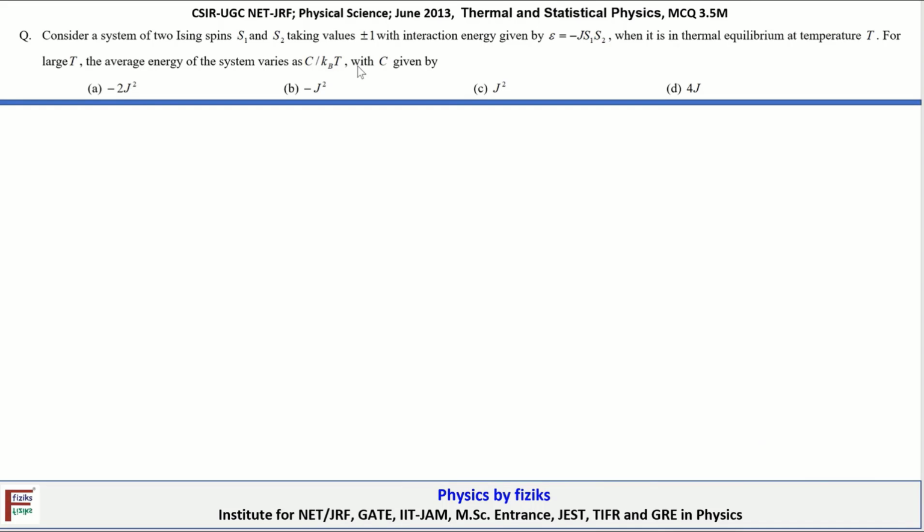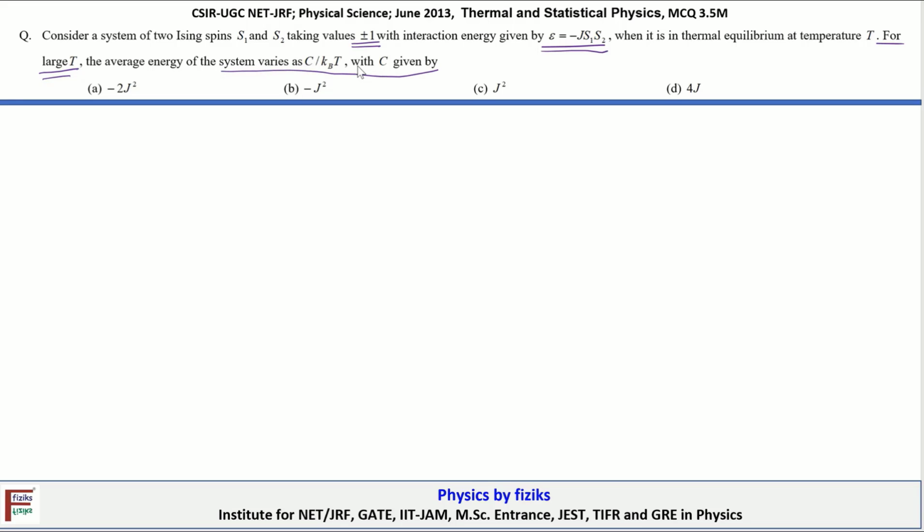Now let's take a look at the next problem. We consider a system of two Ising spins S1 and S2, which can take value plus 1 and minus 1, with interaction energy given by E equal to minus J S1 S2. When it is in thermal equilibrium at temperature T, for large temperature, the average energy of the system varies as?